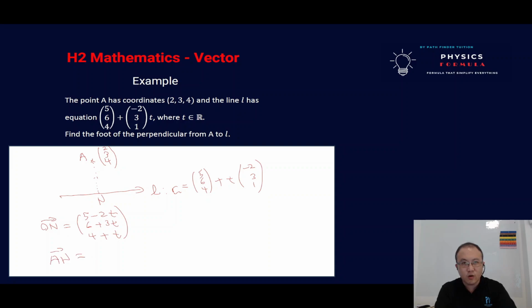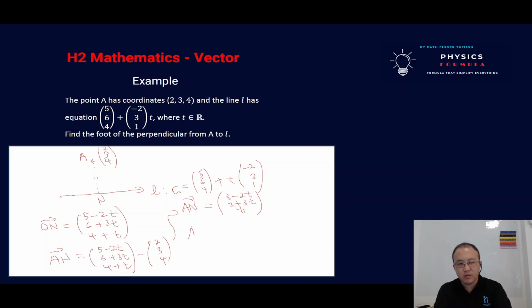AN is ON minus OA. So 5 minus 2t, 6 plus 3t, 4 plus t, we have to subtract away 2, 3, 4. With that, we will find AN to be 3 minus 2t, 3 plus 3t, and last but not least, just t. This is my AN.